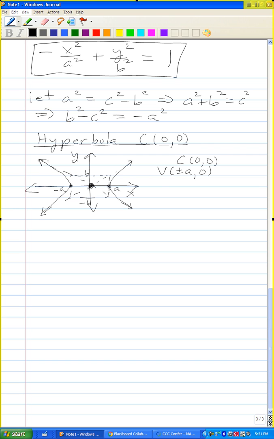The foci are located at c, minus c. The asymptotes, the equation of the asymptotes, well, it goes rise over run, so y equals plus or minus b over a x. The equation is just x squared over a squared minus y squared over b squared is 1.